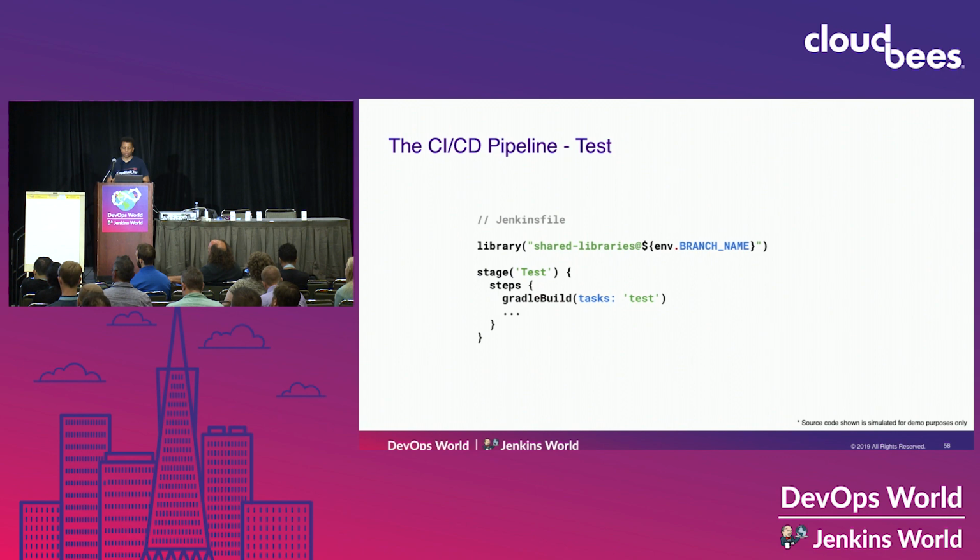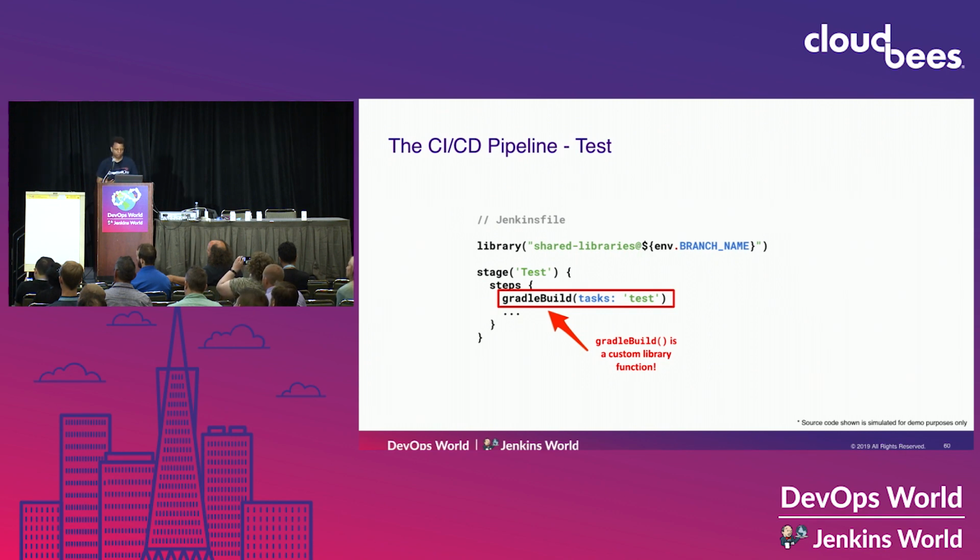So one of the things that we do at Capital One is we have our shared library pipeline run against itself. And it's as simple as telling the library to load the current branch. So if I'm developing on a feature branch or on a PR branch, load that current branch. And then we call a function that's part of our library. So Gradle build is actually a function in our pipeline library.